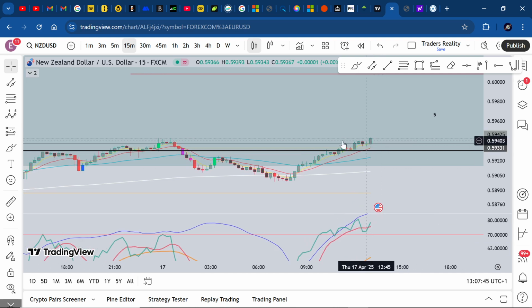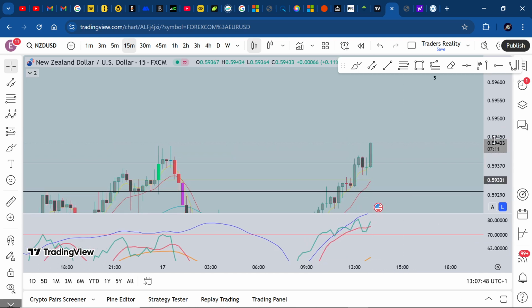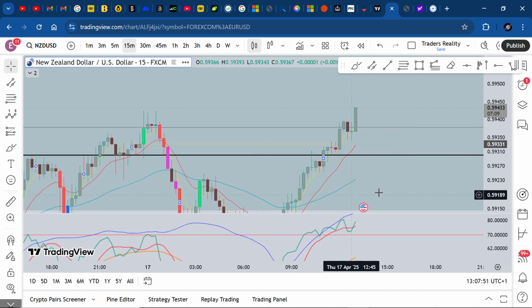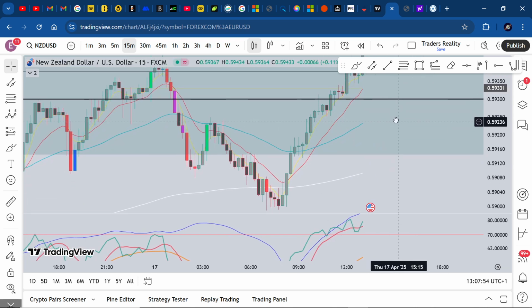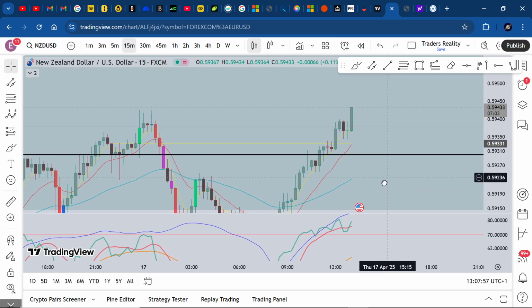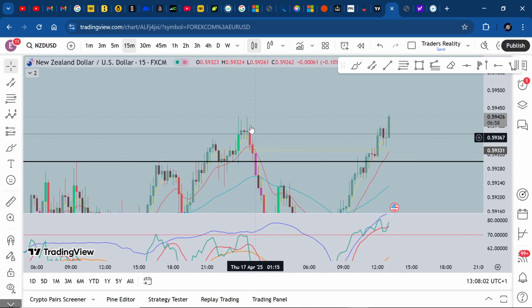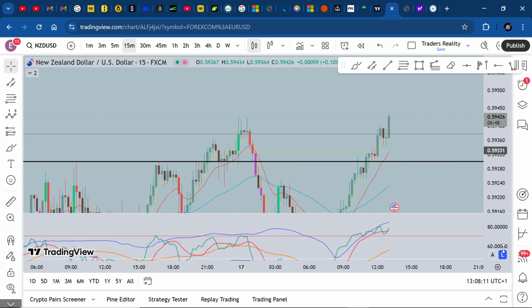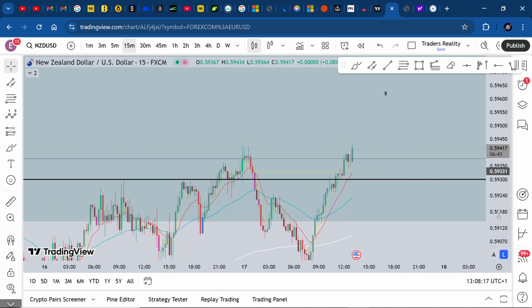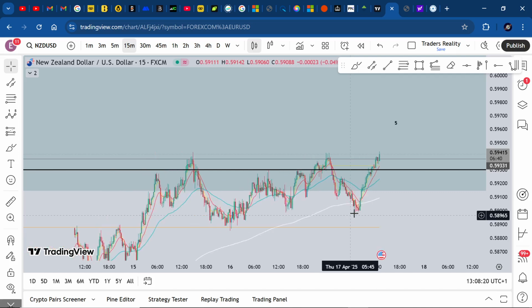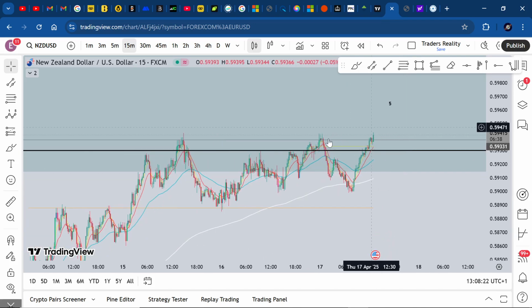Also, as we've come up and made this high, if you look, I don't see any clear inefficiencies down there. So we probably, or we have already swiped this high. I would be looking for down on NZDUSD very soon, and potentially this was already our 5 and we could be getting a flat.